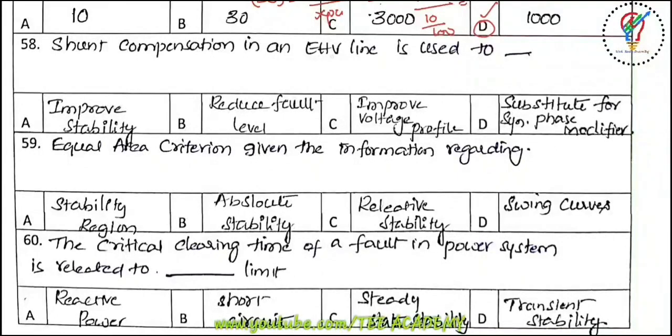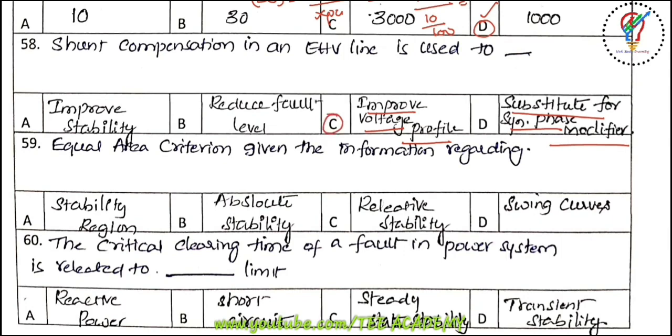Next one. Shunt compensation in EHV line is used to. The options are improve stability, reduce the fault level, improve the voltage profile, and the last option is substitute for the synchronous phase modifier.